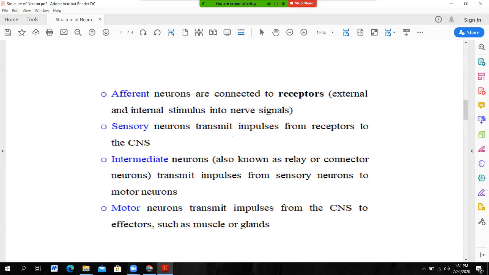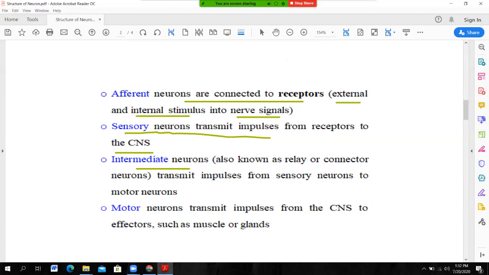As you know, the function of sensory neuron is to transmit impulses from receptors to the CNS. Because sensory neurons are always connected to the receptors, and you know that receptors play important role in the sensing of the external or internal stimulus, and after sensation, these stimulus are converted into different impulses or nerve signals, and these signals are passed through the sensory neuron to the central nervous system.